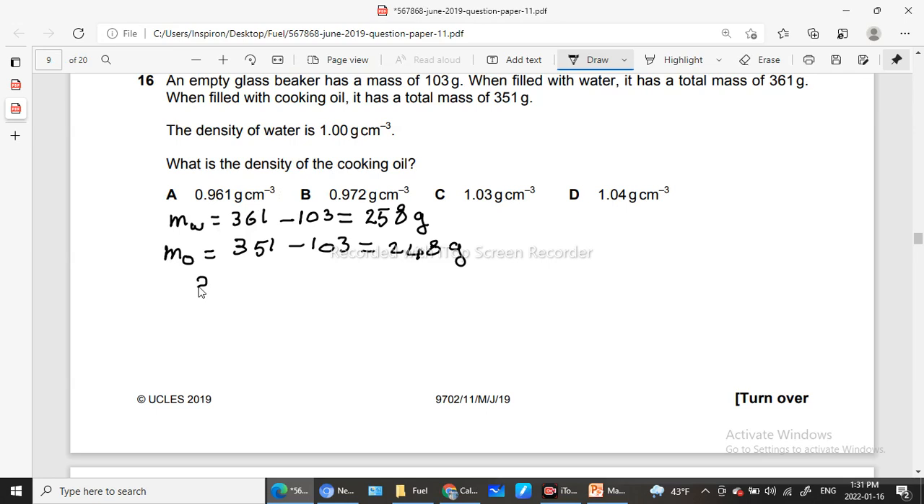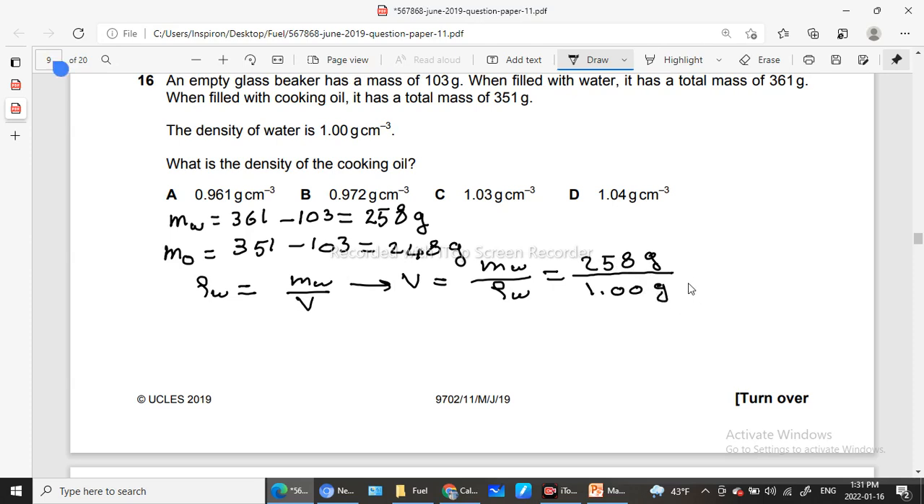Now since the density of water equals the mass of water over the volume, so the volume equals the mass of water over the density of water, 258 gram over 1.00 gram per centimeter cubed. Now this gram cancels out with the gram, and this unit goes up as centimeter cubed. So this volume equals 258.